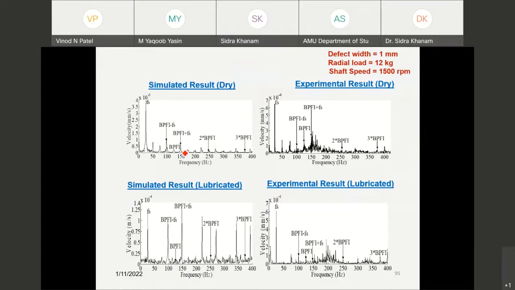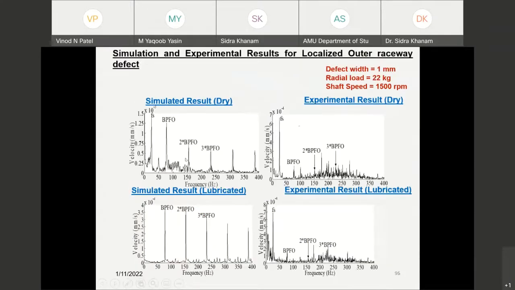Here we can find defective outer race for the dry and simulated for lubricated. So in comparison, it was found that the amplitude of defect frequency decreased due to the consideration of lubrication, which was also available in the experimental result and lubricated results available with these simulated equations. The same thing was repeated for outer race defect also.